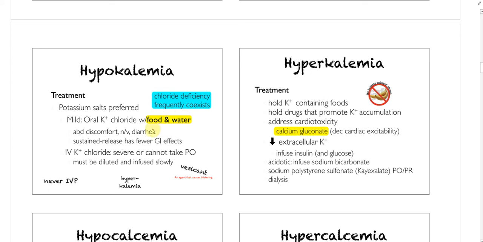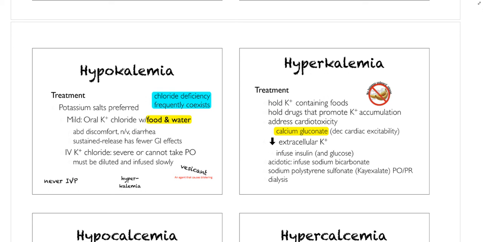We're going to give them food and water because we know that there is a substantial amount of abdominal discomfort that can occur with giving potassium via oral route. Nausea, vomiting, diarrhea are very common. We can also give them the sustained release version, like the enteric-coated pills, to help reduce the severity of those symptoms.